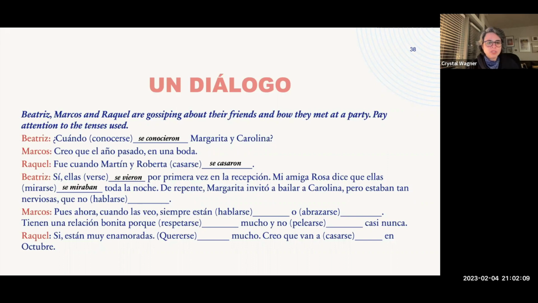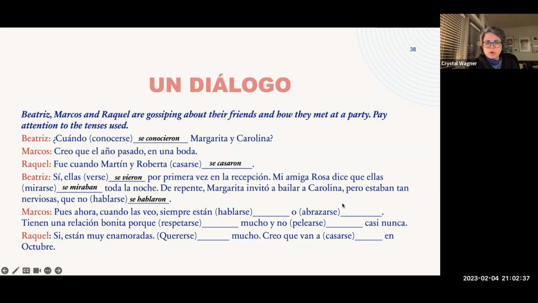De repente, suddenly, trigger for the preterite, right? Something happens, interrupts that action. De repente, Margarita invitó a bailar a Carolina. So Margarita invited Carolina to dance, right? And so invitó would be the preterite, pero estaban tan nerviosas que no se hablaron. So they went and danced, but they were so nervous, they didn't talk to each other.